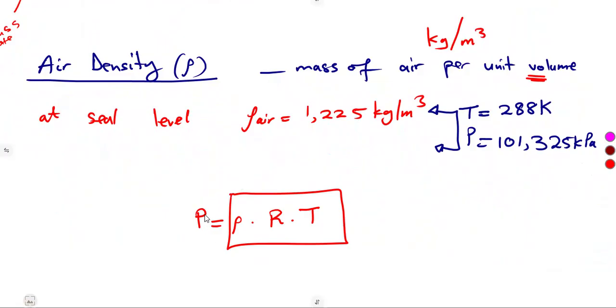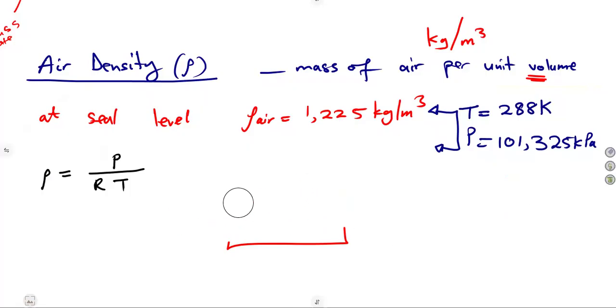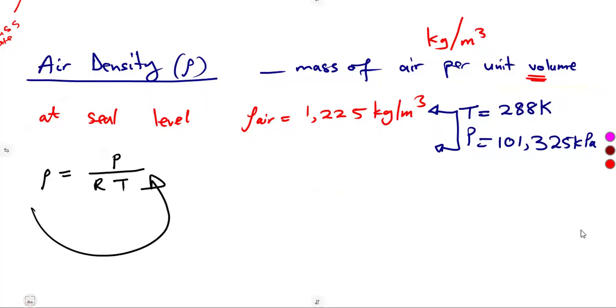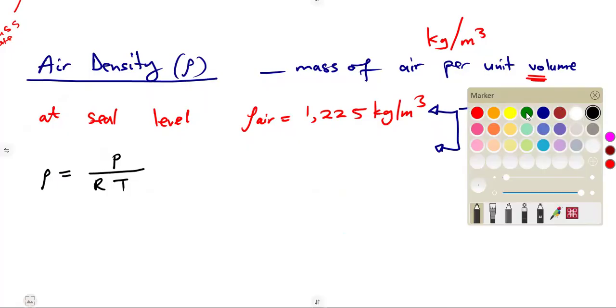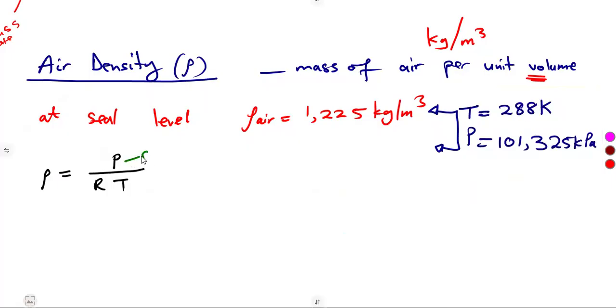So from that formula of pressure, let us have the density as the subject of the formula. It therefore follows that density is equal to the pressure over what? RT. So when we are not given the density, it can be calculated from this formula. So we already have our pressure.